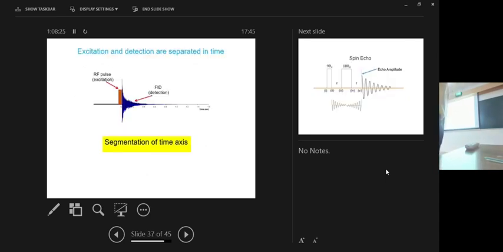There is one other important consequence of Fourier transform NMR, and that is the so-called segmentation of the time axis, that is, excitation and detection are separated in time. See here, you excite your system by the RF. You apply a pulse for a short time, 10 microseconds. After that, you don't do anything. You simply collect the signal.